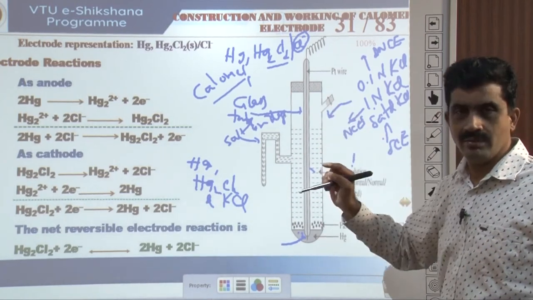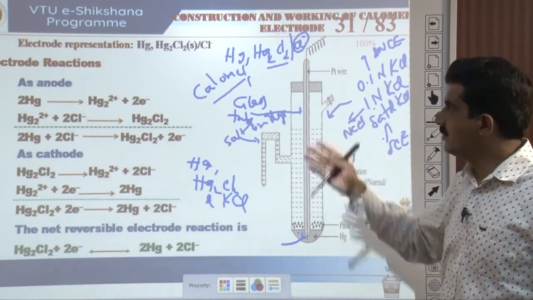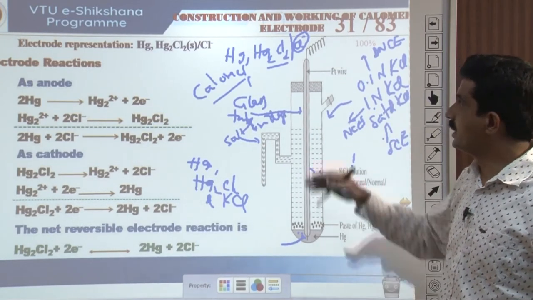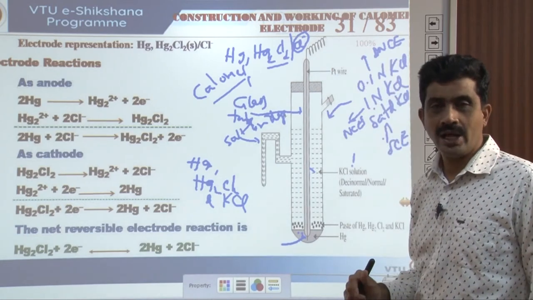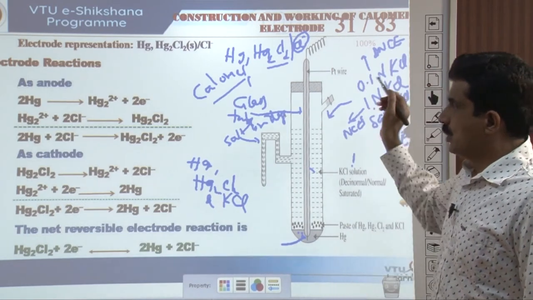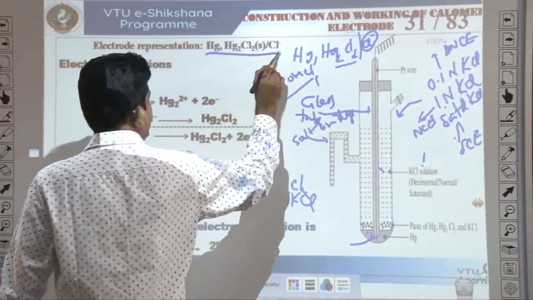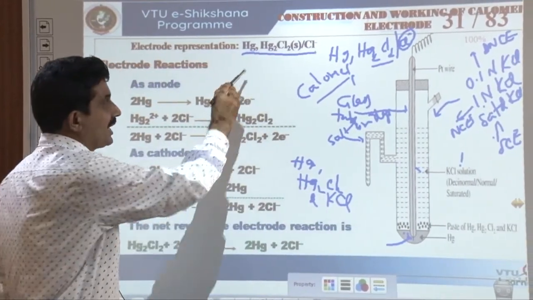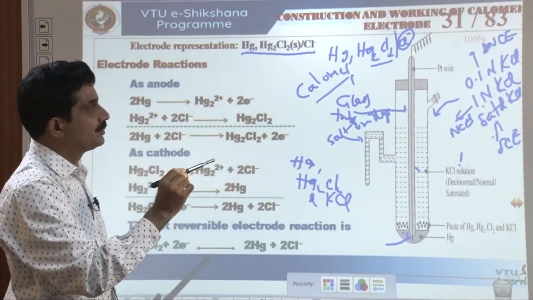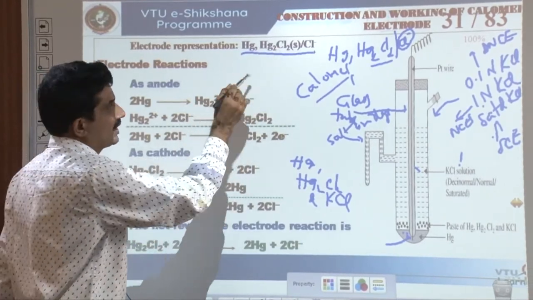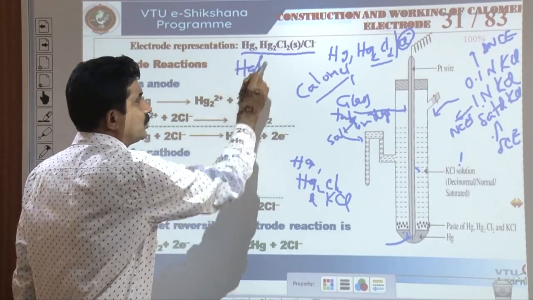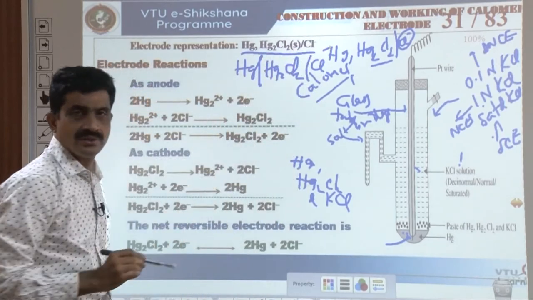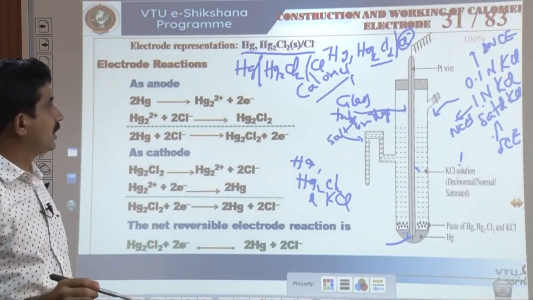Next class we shall see how the electrode potential values of the other electrodes are determined making use of this calomel electrode. So how is this electrode represented? This is how the calomel electrode is represented: Hg, Hg2Cl2 slash Cl minus. This is the representation of the calomel electrode.